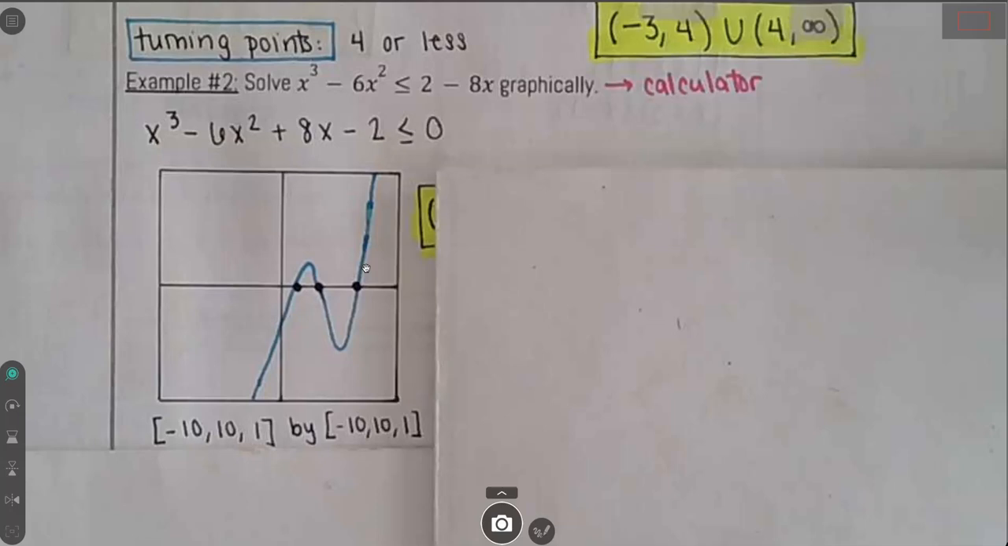So you have the graph, right? Where is the graph below the x-axis? It's from negative infinity to the first 0, right? And then there's a gap.